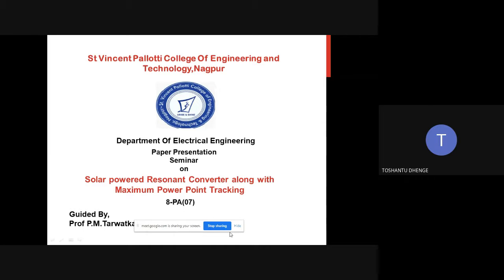Good morning to one and all present here. My name is Toshantu Dhenge, and today, on behalf of Group 7, I will be beginning the paper presentation on our topic, solar powered resonant converter with maximum power point tracking.